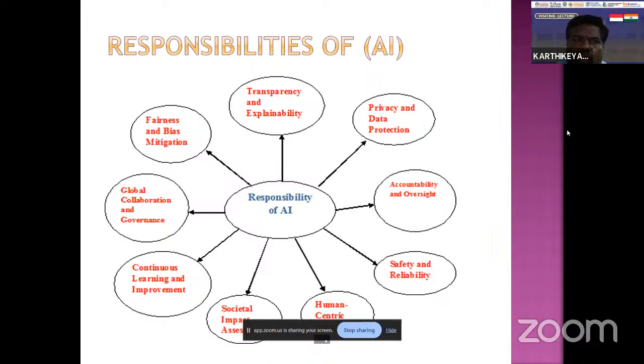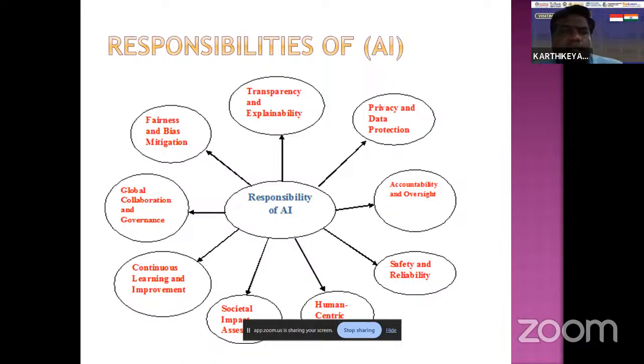Thank you. Okay. The next one is the responsibility of AI. It is following privacy and data protection, fairness and bias mitigation, accountability and oversight, safety and reliability, human centric design, social impact assessment, and continuous learning and improvement. So this is the responsibility of AI.